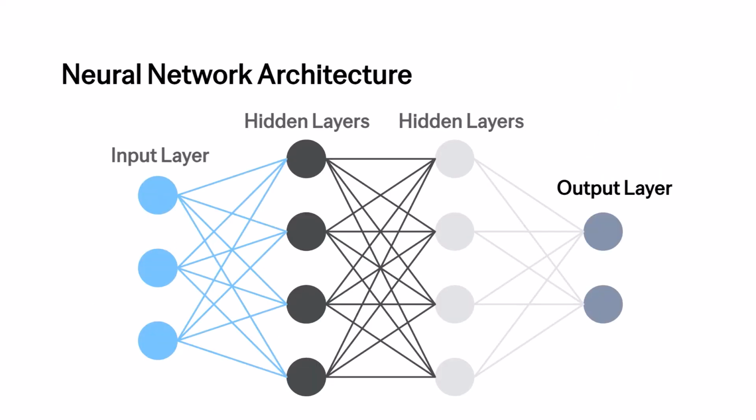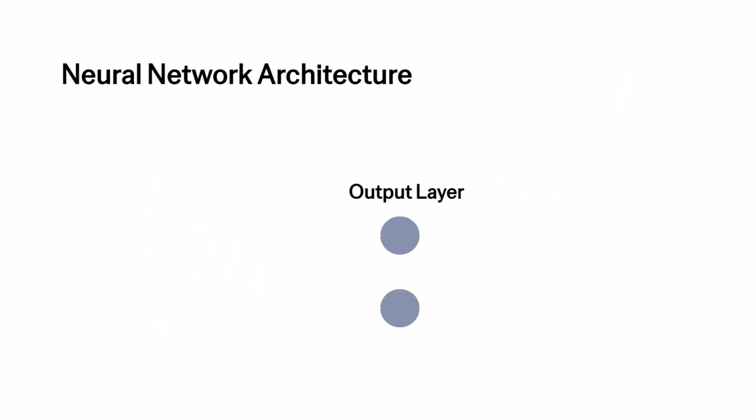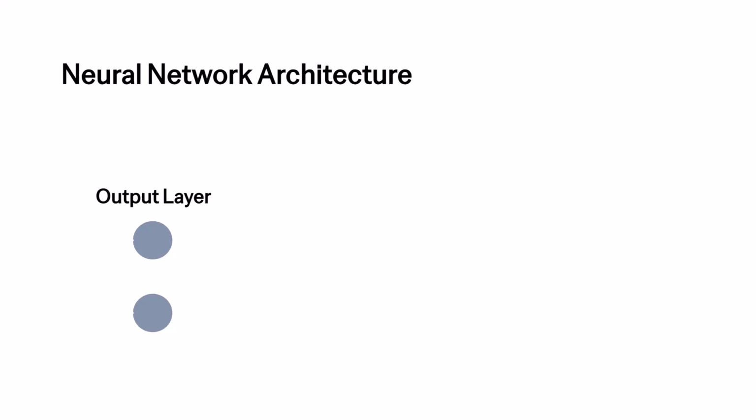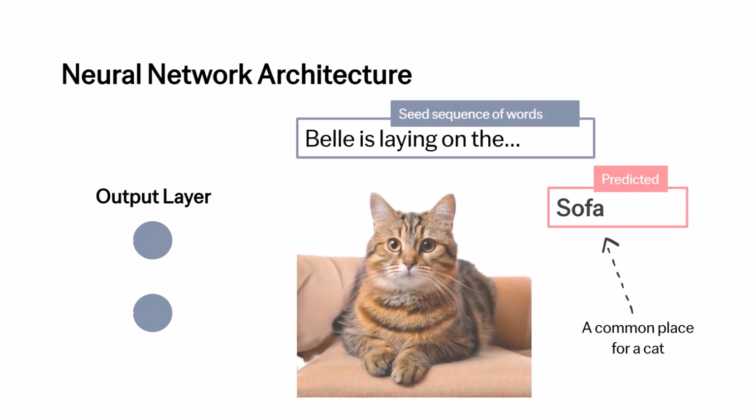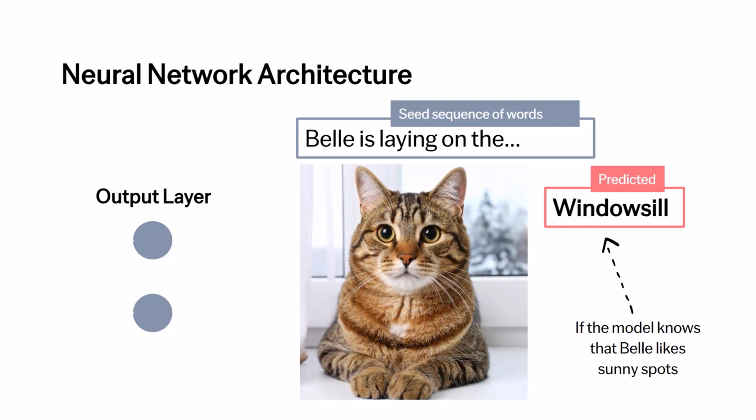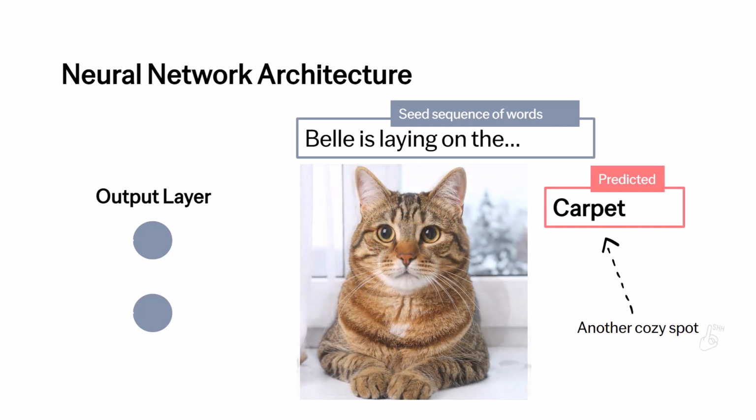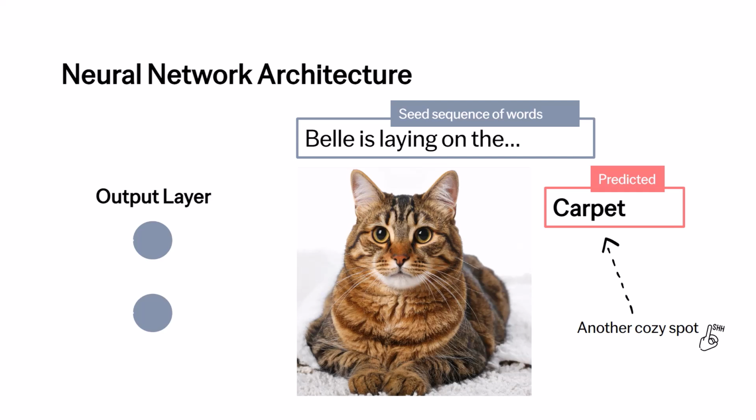Finally, the output layer generates the final result based on the model's understanding of the processed input data. For example, in a text generation model, this layer would predict the next word in a sentence. In image generation, it would predict the color or shape of the next pixel or section of the image.